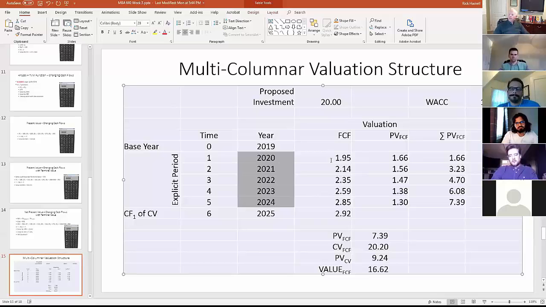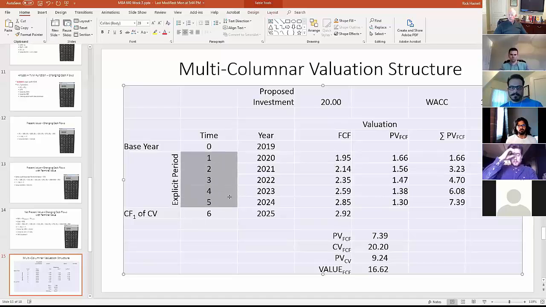We can believe them. In this next column, I take the present value of the free cash flow. So what have I done? I've taken this free cash flow and divided it by 1 plus the discount rate, in this case, 16.95%, to the power of time, in this case, 1. And it gave me 166. And the next year, I take the 214 divided by 1.1695 to the power of 2, and so on for each of these years, for each year through my explicitly forecasted or expressly forecasted cash flow period.